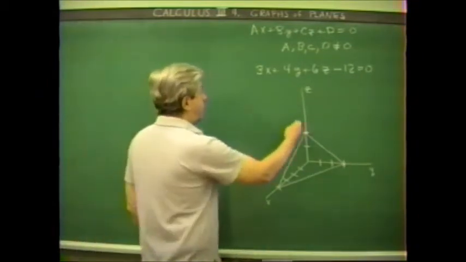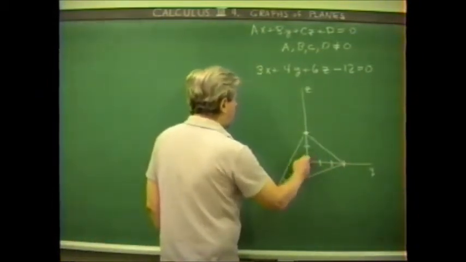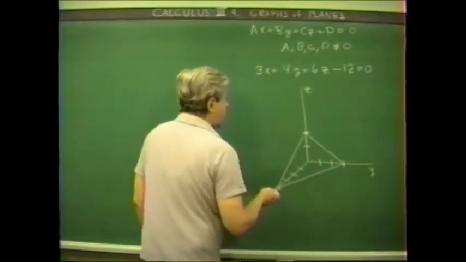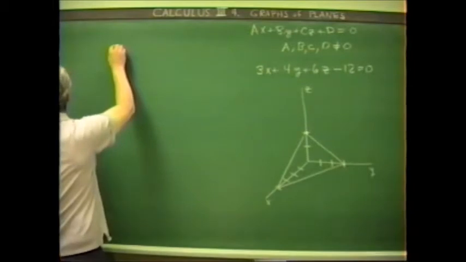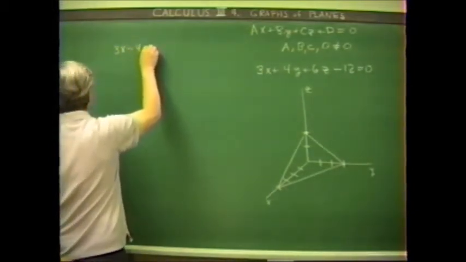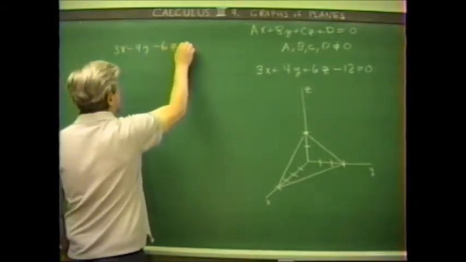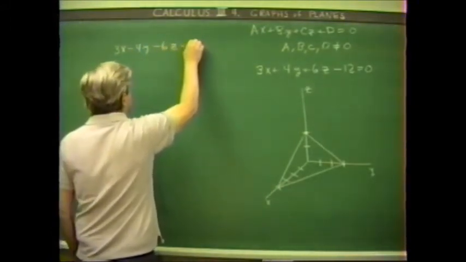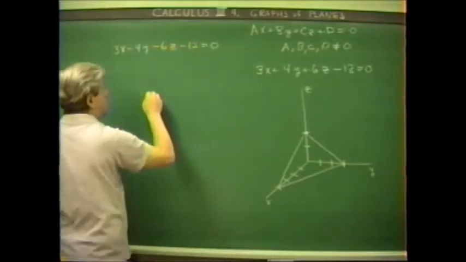Well, what can happen, of course, is that these points can be negative, in which case drawing it is not quite so simple. However, it certainly can be done. I suppose we've got 3x minus 4y minus 6z minus 12 is equal to 0.